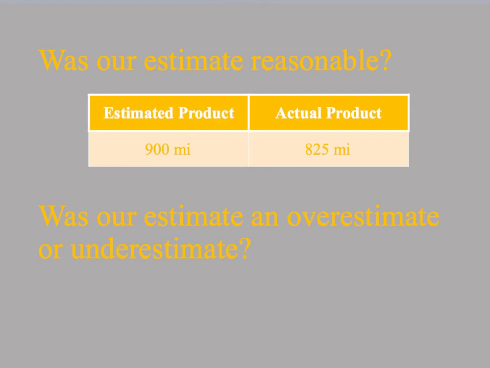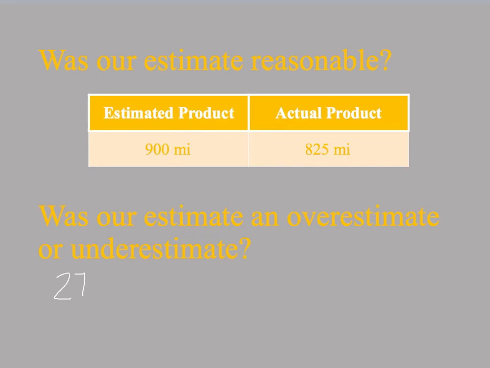So now let's look back onto our estimate and determine whether or not it was reasonable. This chart shows me that our estimated product was 900 miles and that our actual product was 825 miles. So our estimate that we came up with at the beginning indeed was a reasonable estimate because they are pretty close in value. So now we want to figure out whether or not our estimate is an overestimate or an underestimate. So let's go back to our original problem.